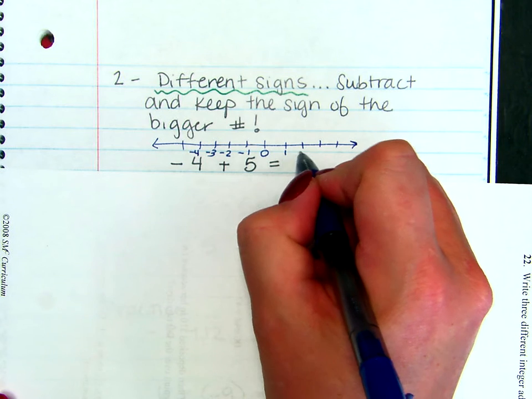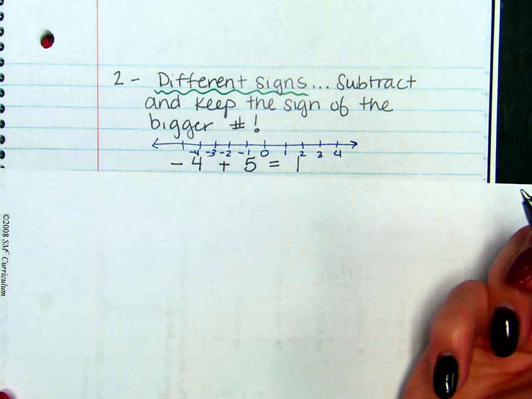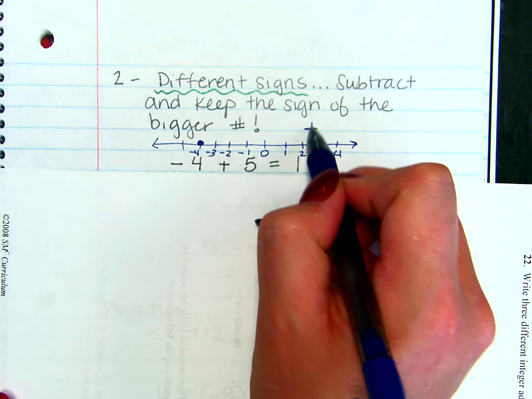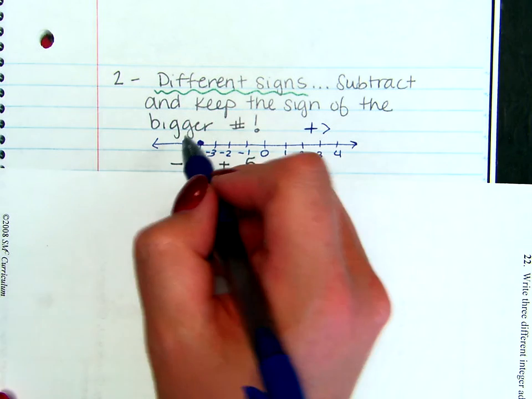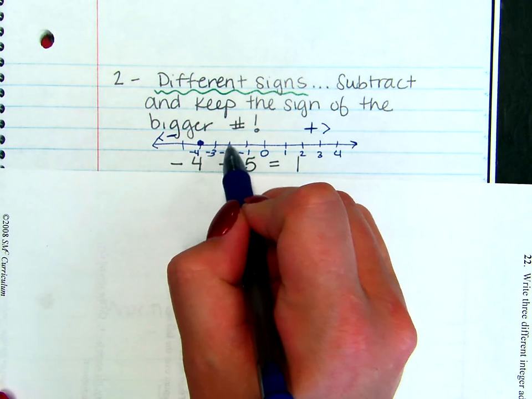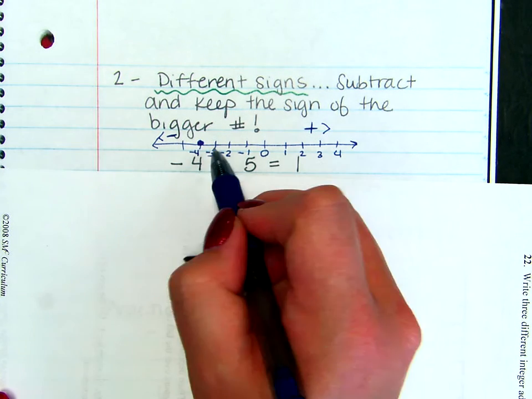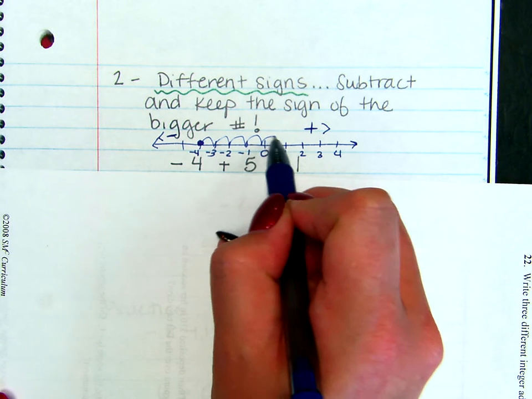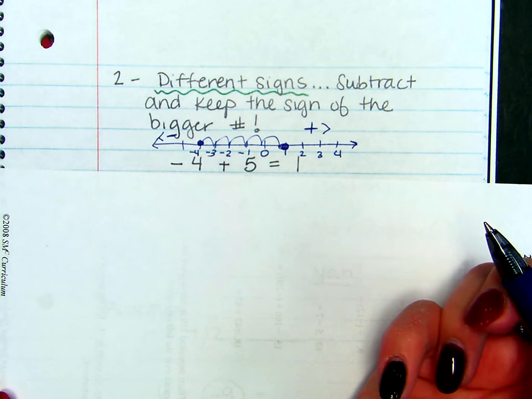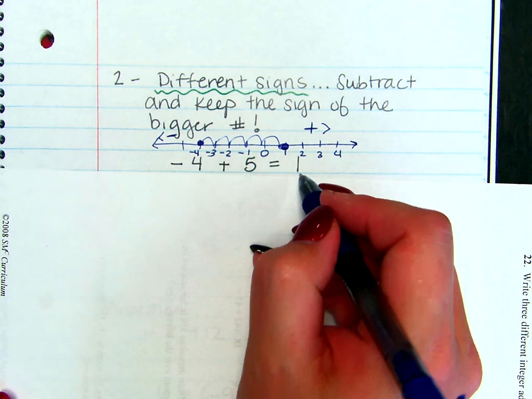I'd have 1, 2, 3, and 4 there. Here, if I'm at -4 and I add 5, this is my addition side. This is my minus side. So I'm going to go ahead and move my jump 5 times, and when I do that, I happen to land on the +1. So that's how we get the 1.